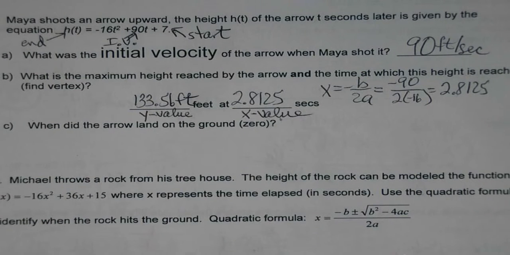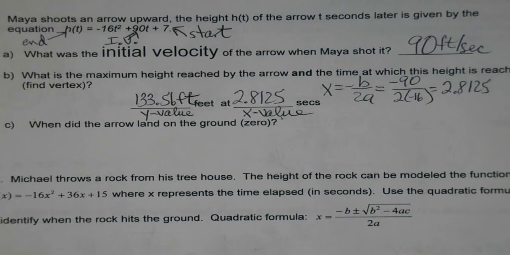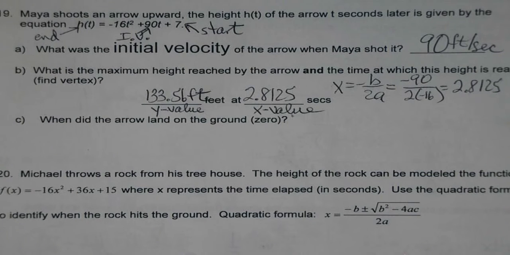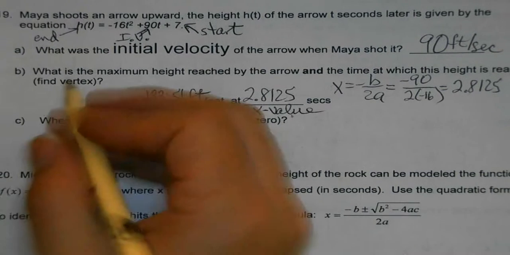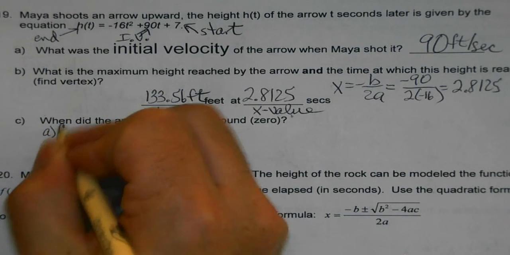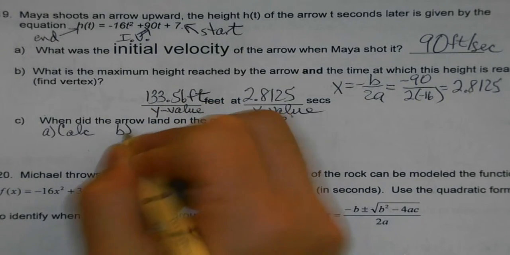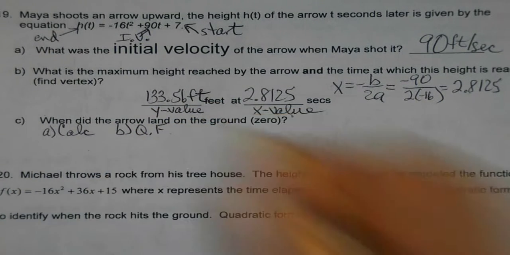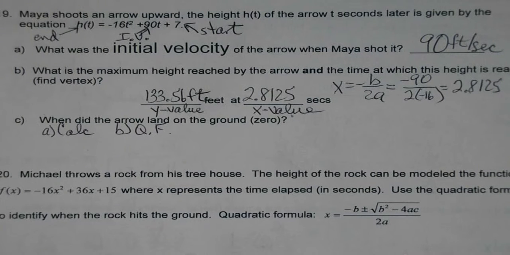That's not bad. But again, just make sure you've got your help sheets, your cheat sheets. And then when did the arrow land on the ground? You're at 0. Okay, we've done this. I can use the calculator. I can use the quadratic formula. Okay, I'll show you both on this one.